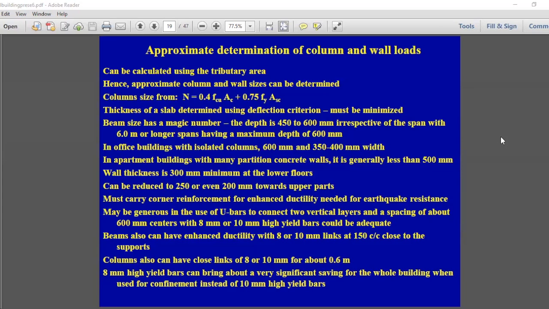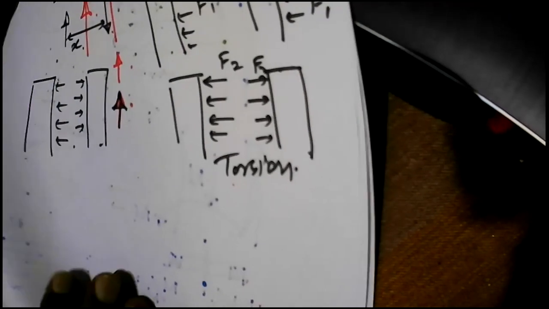So how do you find the size of a column? To find the size of a column, as we had discussed earlier, we can go for this tributary area. And once you use the load on the tributary area and multiply it by the number of floors, then you can make use of an equation like 0.4 FCU AC plus 0.75 FY AC.